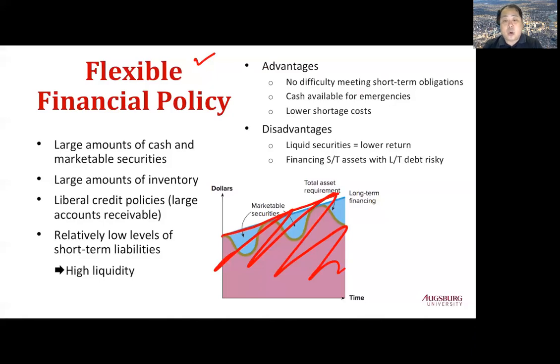But the firm should hold a large amount of liquid assets which generate lower returns. Opportunity costs may exist. If long-term debts are used to finance short-term assets, it is a risky decision because of mismatching.